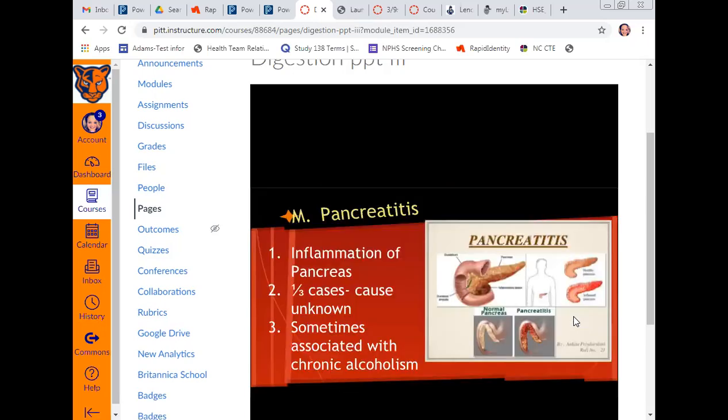Pancreatitis is inflammation of the pancreas. This also can be associated with chronic alcoholism. Abdominal pain here, fever, nausea, and vomiting. Treatment would be treating the side effects, so treating the pain, treating the nausea, treating the vomiting. Okay, and pain medicine, okay, is a big one here.